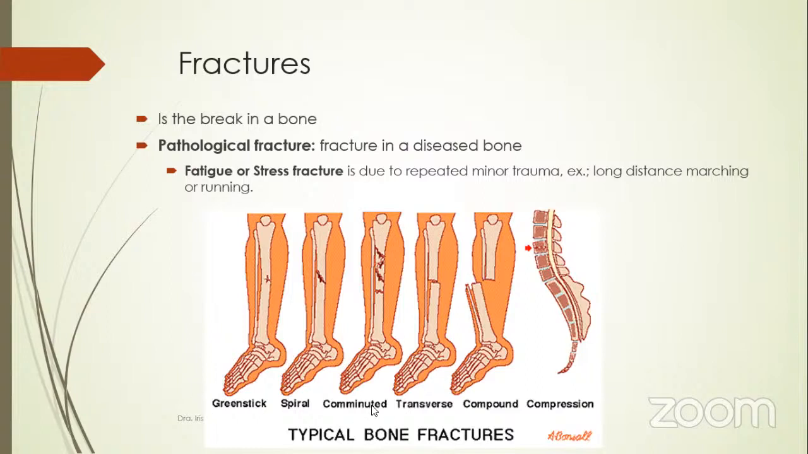And the typical bone fractures, from this picture: the greenstick, spiral, comminuted, transverse, compound, and compression, right? The most common ones, the most common classification of this.